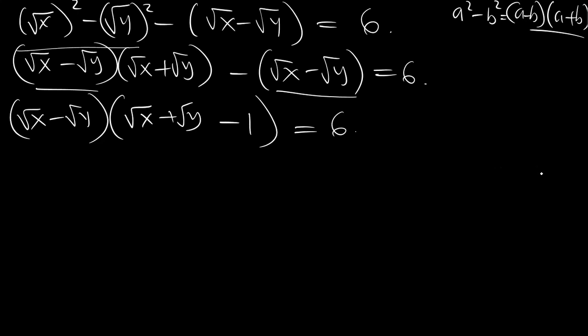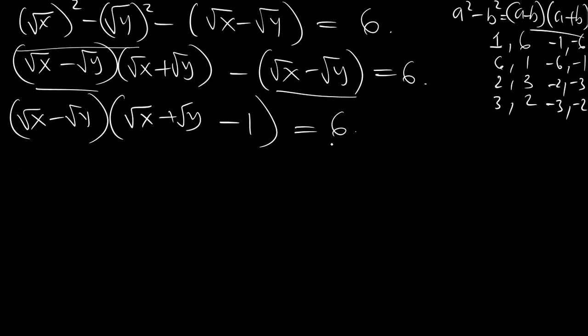So what are the two factors of 6 that when you multiply give you 6? You have 1 and 6, 6 and 1, 2 and 3, 3 and 2. You also have minus 1 and minus 6, minus 6 and minus 1, minus 2 and minus 3, minus 3 and minus 2.